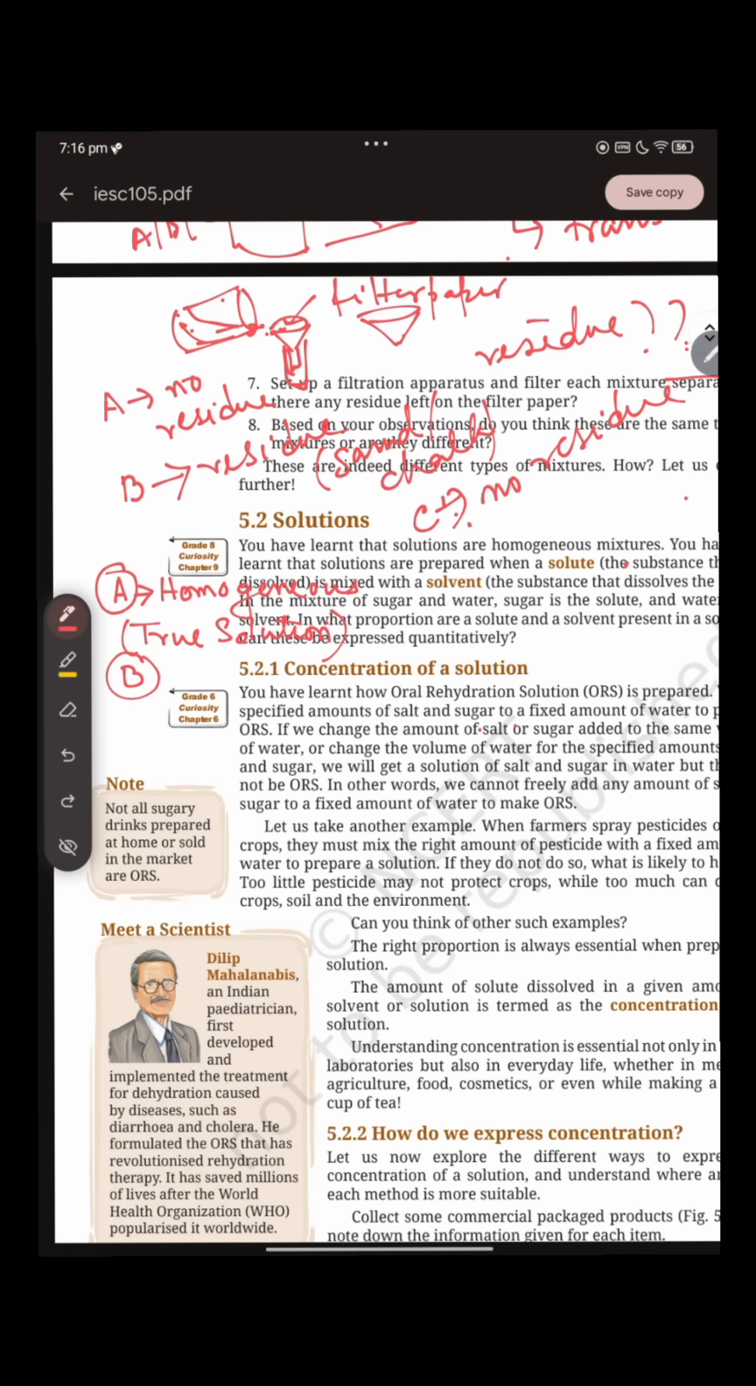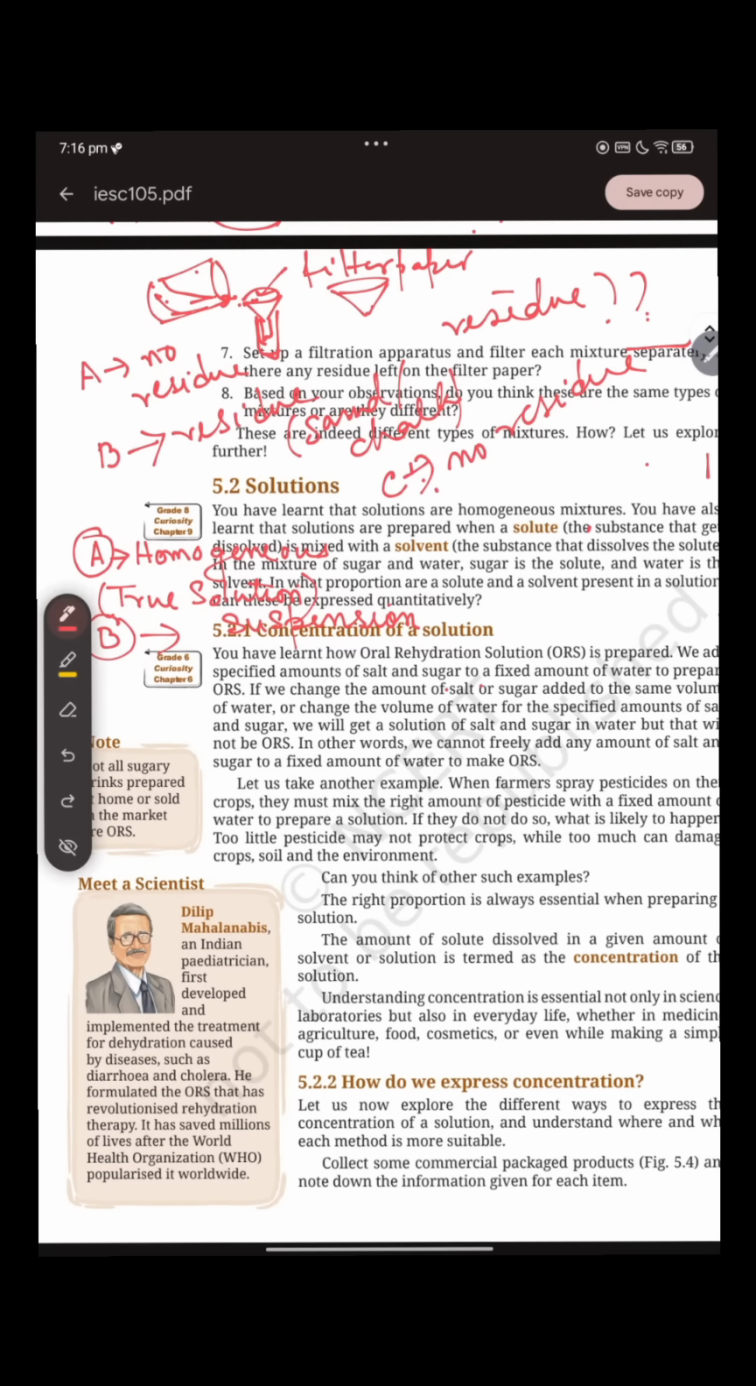B was a suspension. B was a suspension. Why was it a suspension? Because the solute particles. Now here the solute particles were what? That which was dissolved in water, be it sand or be it chalk powder. They remained undissolved, suspended at the bottom of the beaker, and so this type of solution is a suspension.